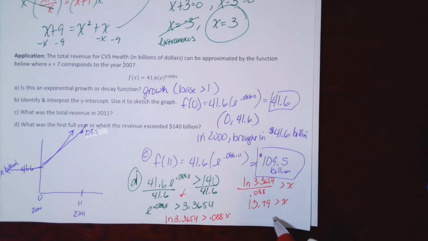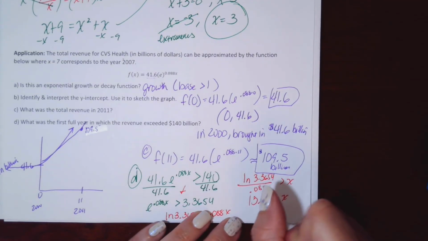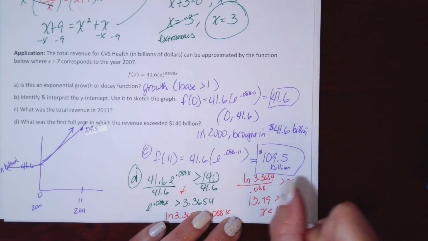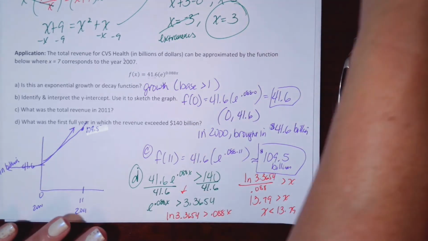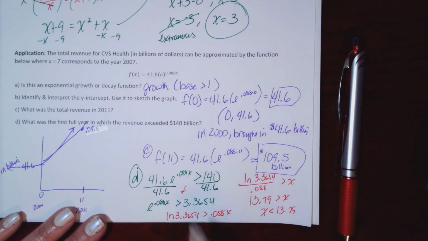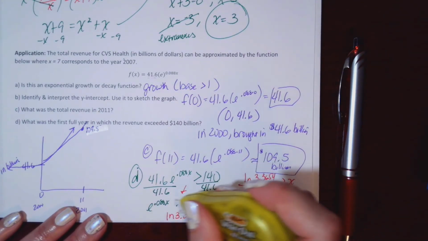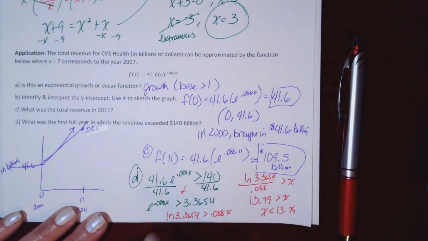Now, this is year because it's an x. If I turn this around, it would say x is less than 13.79. I need to know what year it is greater than. So here's what I did wrong. I switched my inequality symbol without keeping it oriented to the variable. That's where I messed up. So let's fix our inequality symbol.